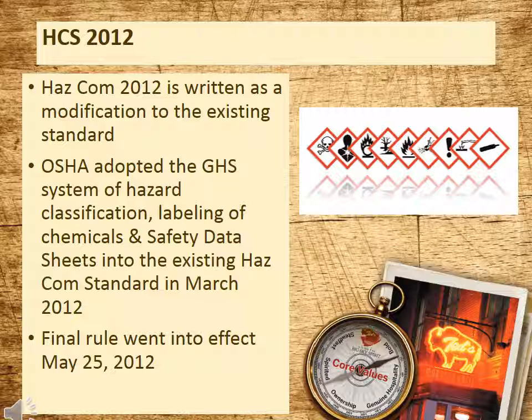HazCom 2012 is written as a modification to the existing standard. OSHA adopted the GHS system of hazard classification, labeling of chemicals, and safety data sheets into the existing HazCom standard in March 2012. The final rule went into effect on May 25, 2012.